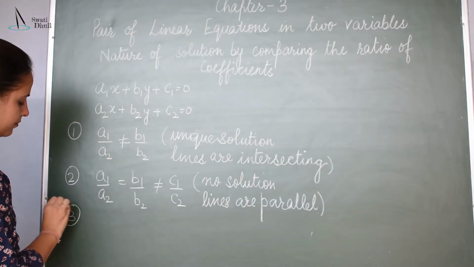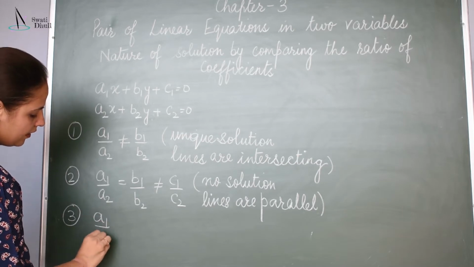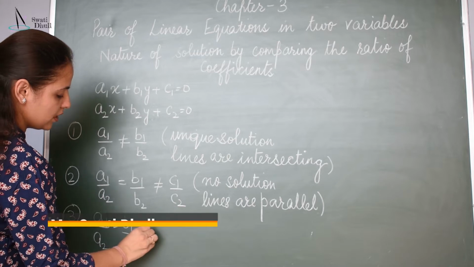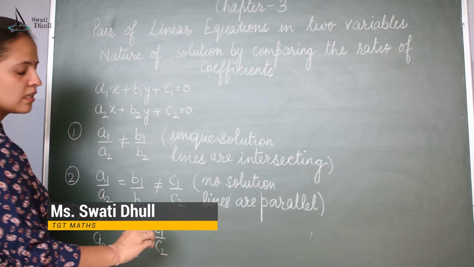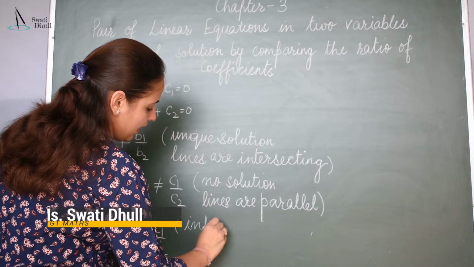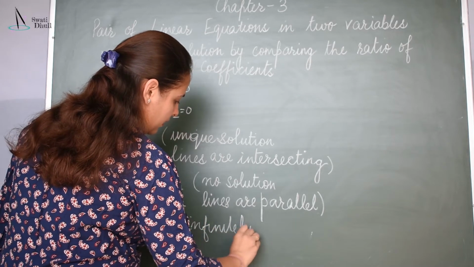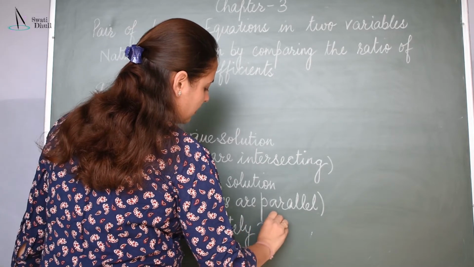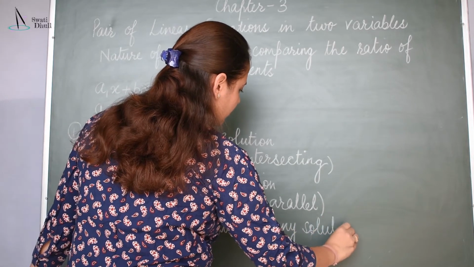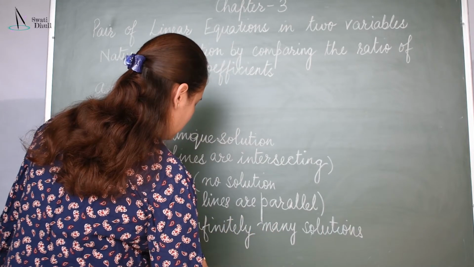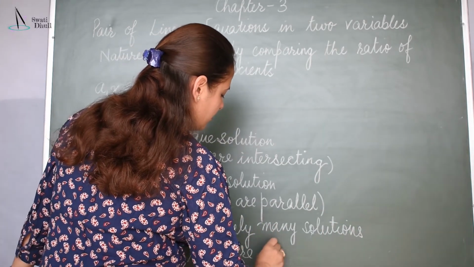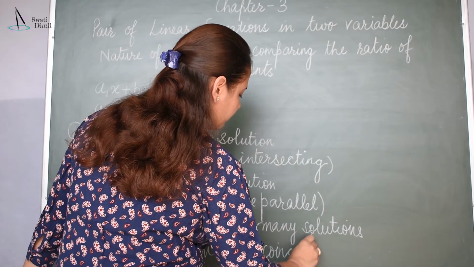Third case, a1 by a2 is equal to b1 by b2 is equal to c1 by c2. That means you have infinitely many solutions and lines are coincident.